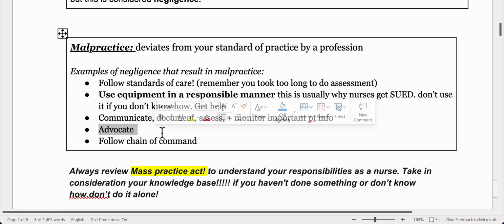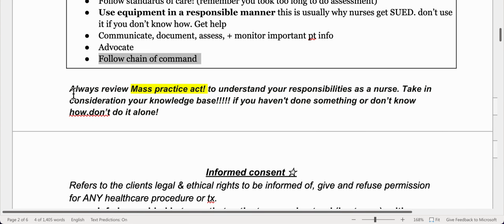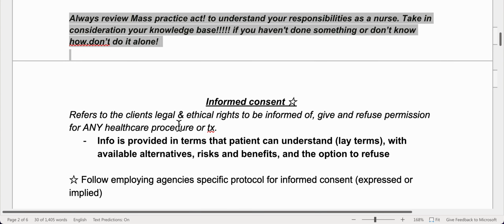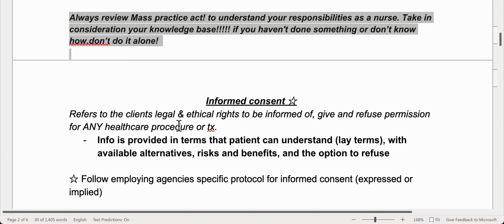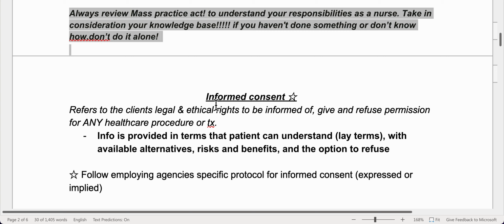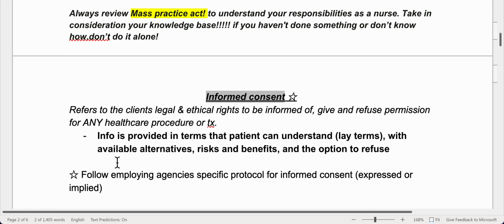Communicate, document, assess, and monitor important patient info. Advocate. Follow chain of command. Always review the Mass Practice Act to understand your responsibilities as a nurse. Take into consideration your knowledge base. If you haven't done something or don't know how, don't do it alone.